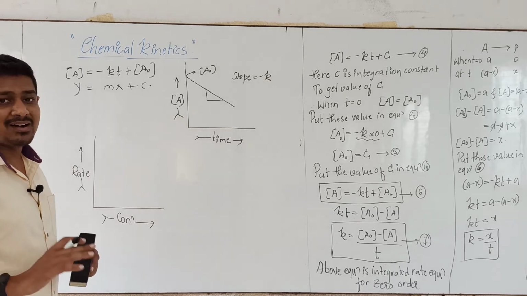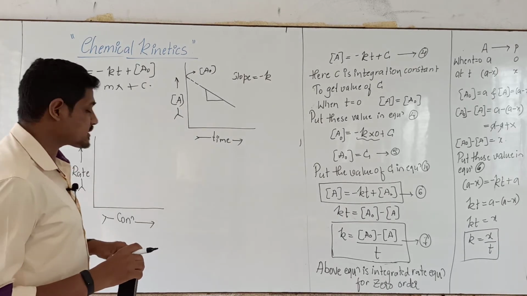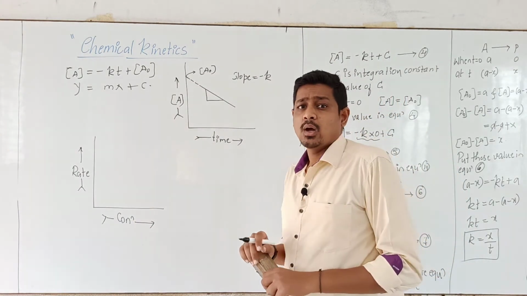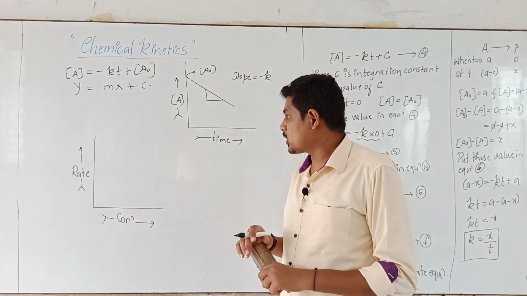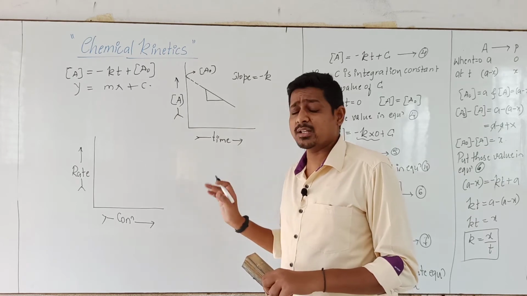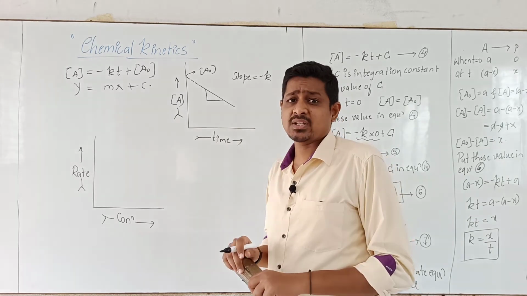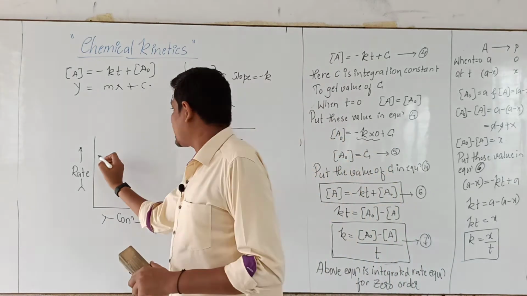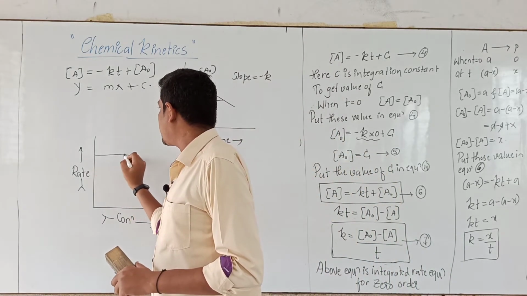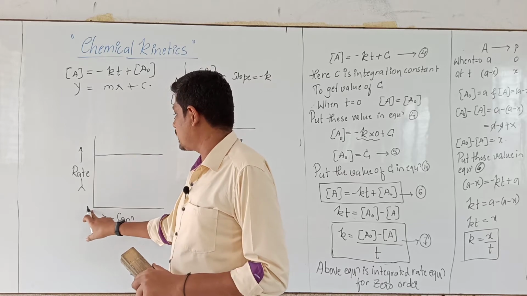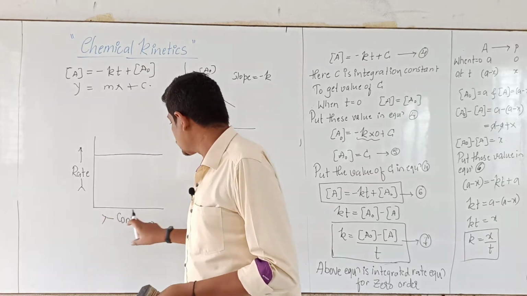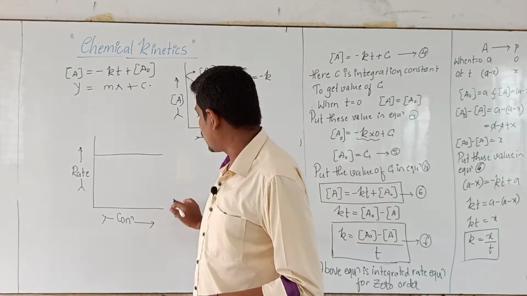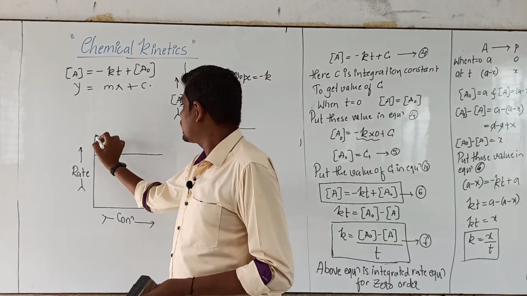What am I plotting? I am plotting a graph of rate versus concentration. Now from the definition already you know, what is a zero ordered reaction? In a zero ordered reaction, the rate of the reaction does not depend on concentration. So the rate always remains the same, whether the concentration is increasing or decreasing from the initial concentration, the rate will remain the same.